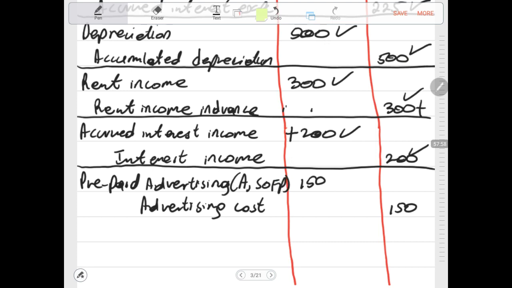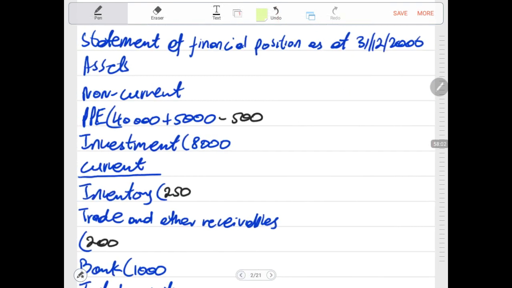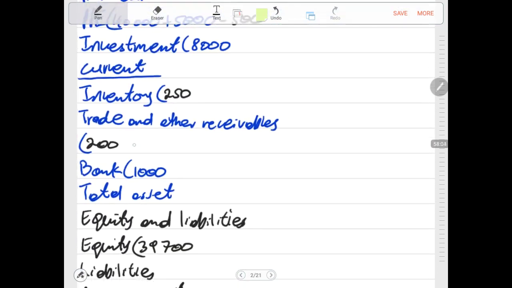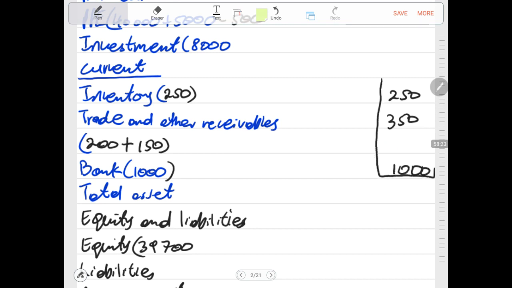That is just the abbreviation. Statement of financial position. Where under the statement? Under current assets, trade and other receivables, plus 150. Therefore, this will give us an amount of 350, and our inventory will be 250, and our bank will be an amount of 1,000 rands. Then we can totalize our current assets.